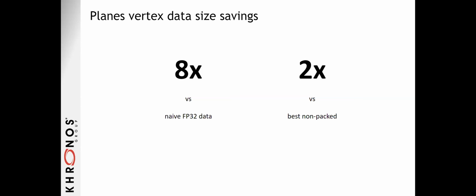And it saves quite a lot of data compared to very naive full floats. It saves not up to, but exactly 8 times. And even the best non-packed option still uses 8 bytes and packed is 4. So it is twice better than the best non-packed option.